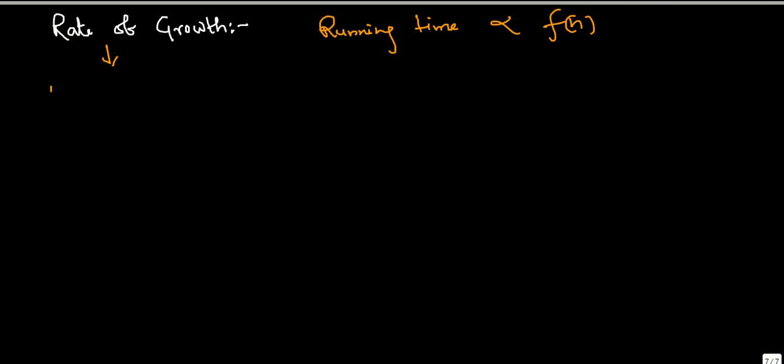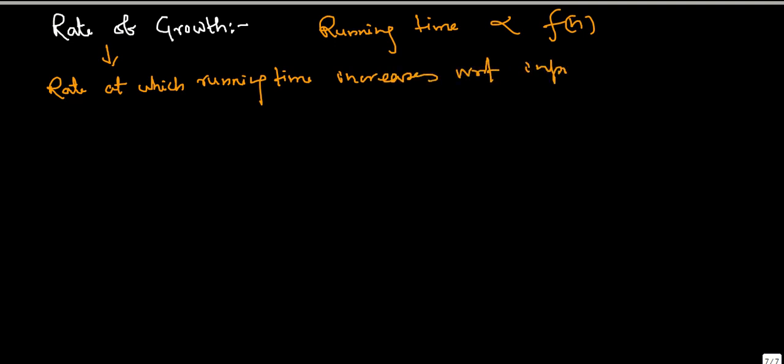Rate of growth is a rate at which running time increases with respect to input size. So to understand this thing, we'll take an example, and let us take an example of searching an element in an array.